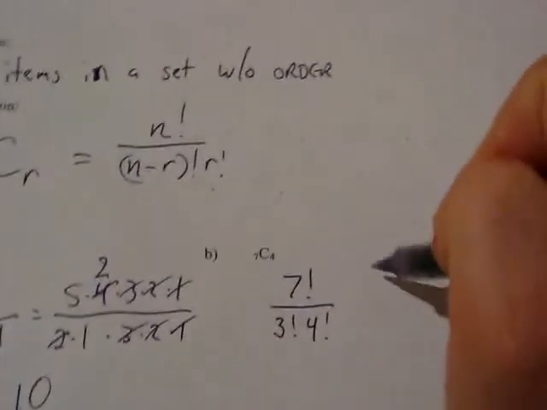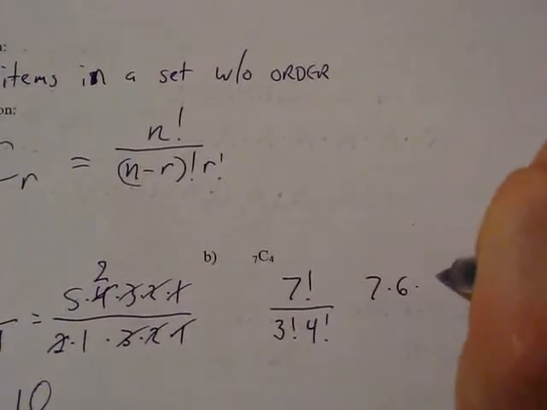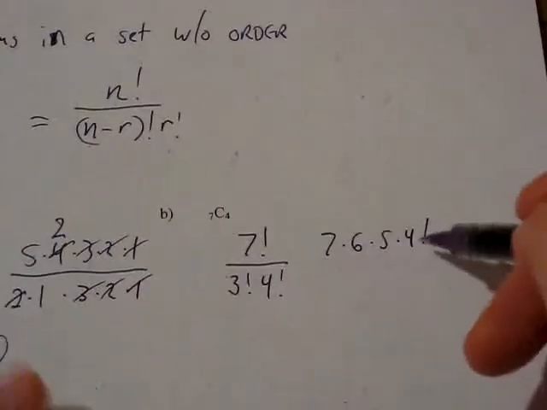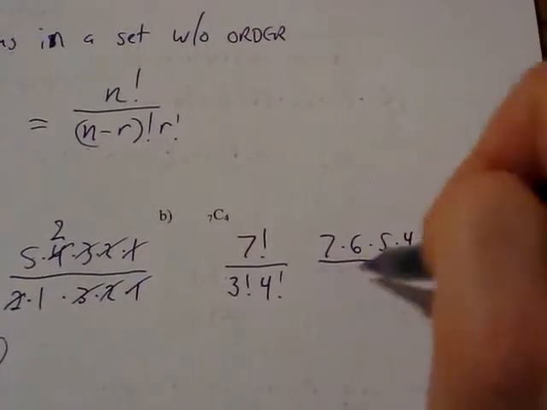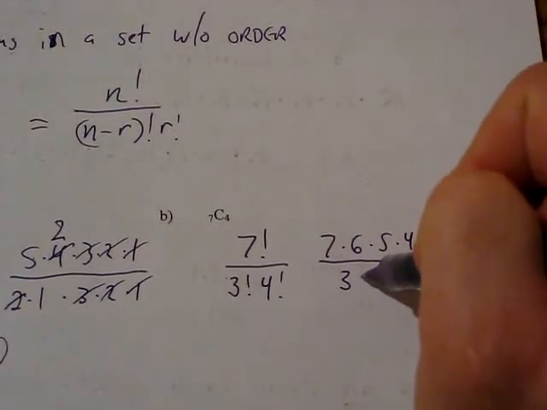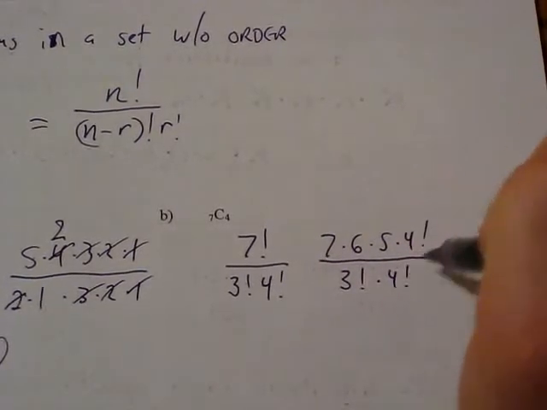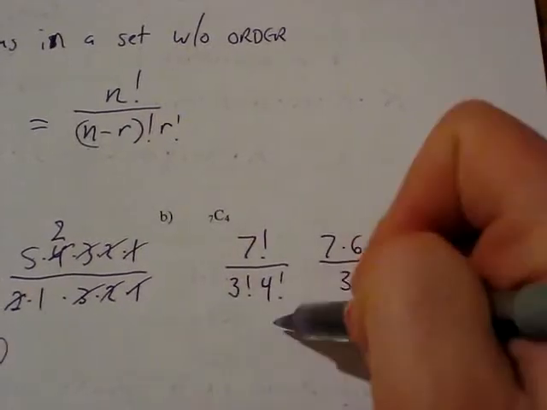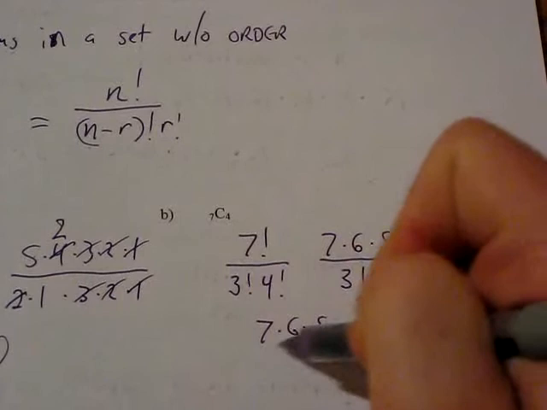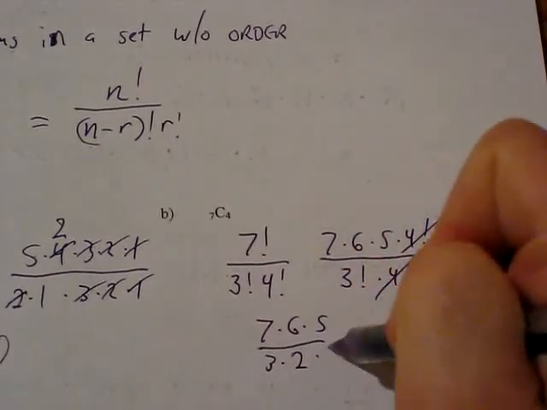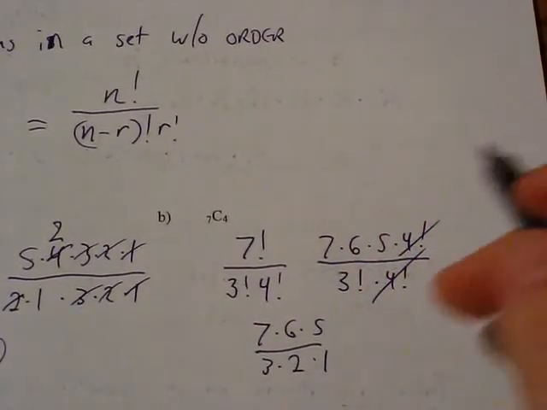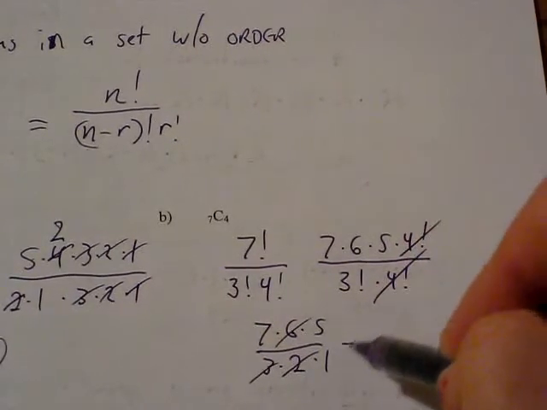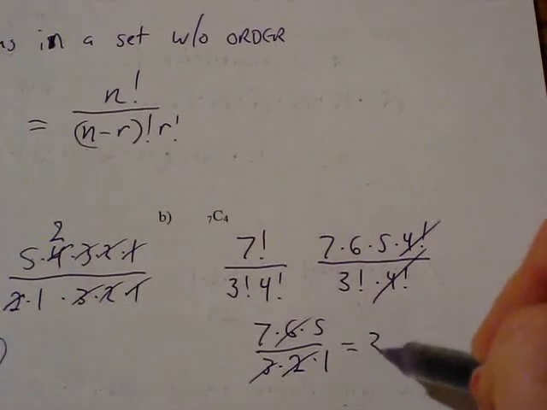7 factorial is like saying 7 times 6 times 5 times 4 factorial. Notice I didn't write out the rest, 4, 3, 2, 1. Because in our denominator, we've got 3 factorial times 4 factorial. Look, we can simplify those to 1. So now we have 7 times 6 times 5 over 3 times 2 times 1. And we can do some more simplification here. 3 times 2 is 6, which simplifies with that 6. So we get an answer of 35.